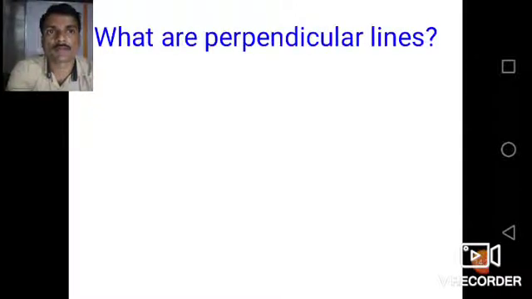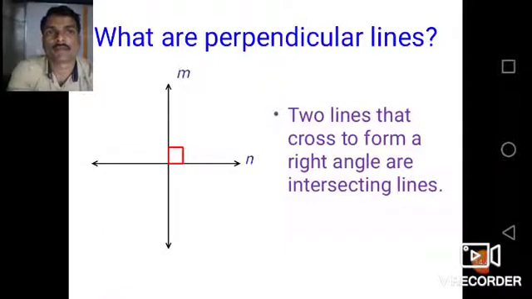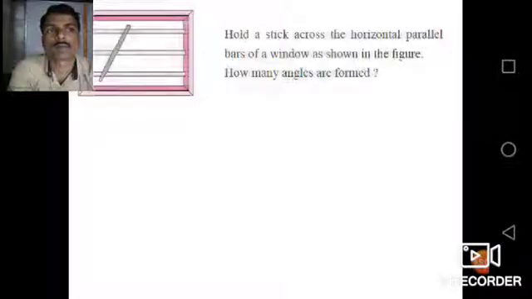What are perpendicular lines? Earlier I said that if intersecting lines intersect each other at a right angle, such types of lines are called perpendicular lines. Here M and N are intersecting lines as well as perpendicular lines, two lines that cross each other and form a right angle between them.